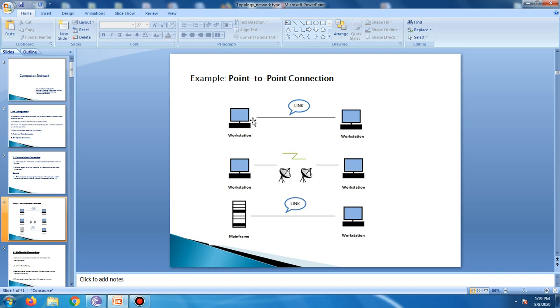Example: system 1 to system 2, for example workstation to workstation, a link between two devices. Line configuration provides a dedicated link, and uses an actual length of wire or cable to connect the two ends, but other options such as microwaves or satellite links are possible.